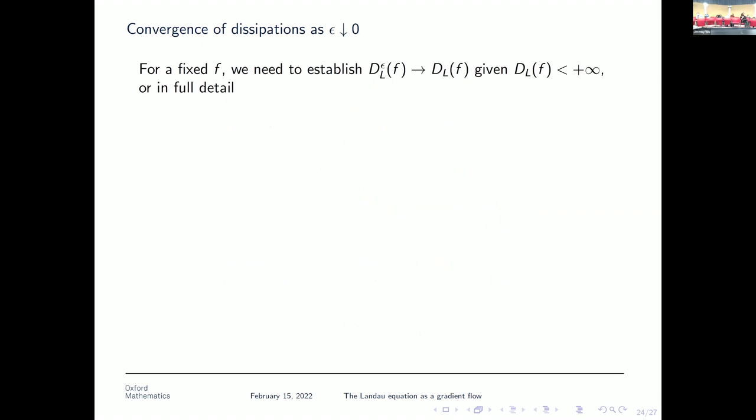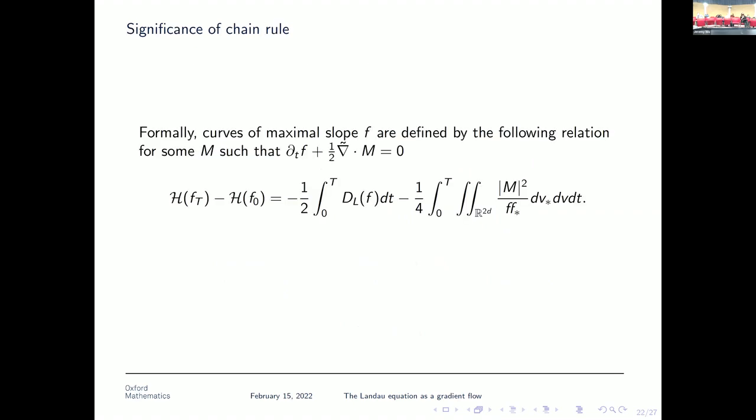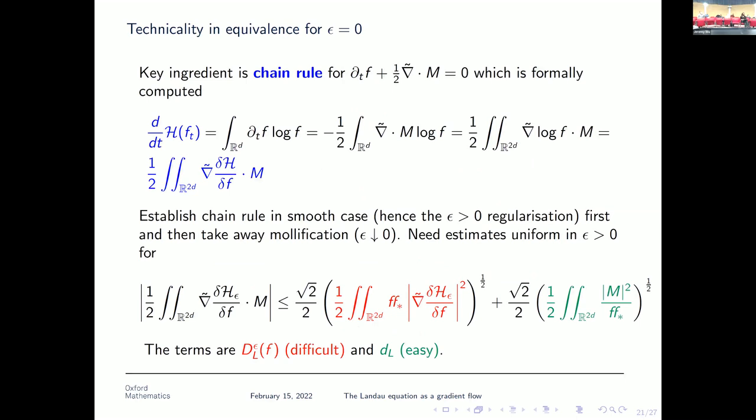Okay, so back to this red guy. This was the regularized dissipation, and I said that we need good estimates here, and we need to send epsilon to 0.